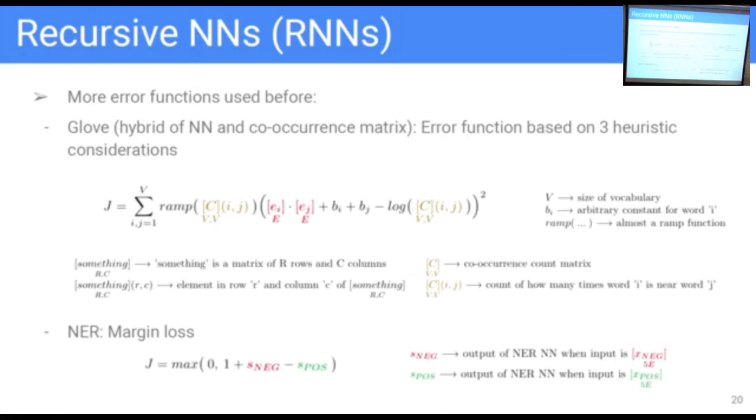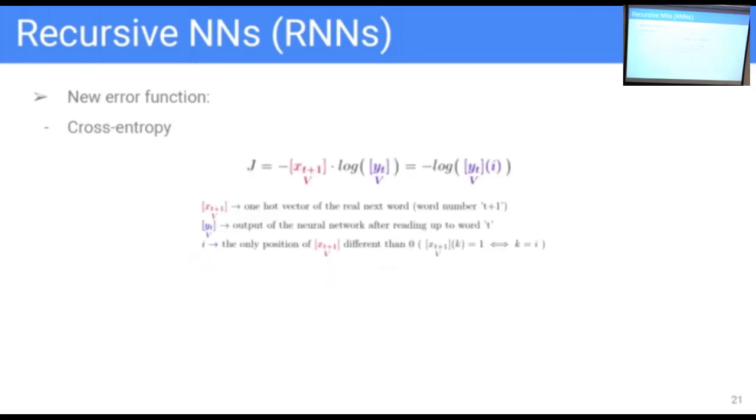Then in named entity recognition, we had yet another error function, which was the margin loss, and that one simply is trying to make the difference between these two outputs at least 1 point different from each other. And now we introduce yet another error function, which is the cross entropy loss.